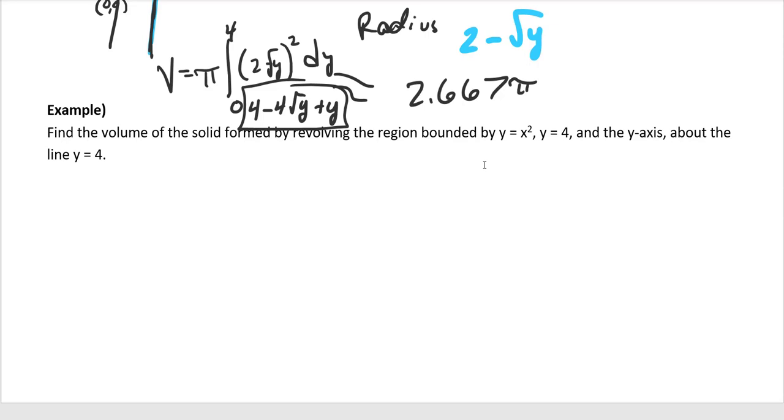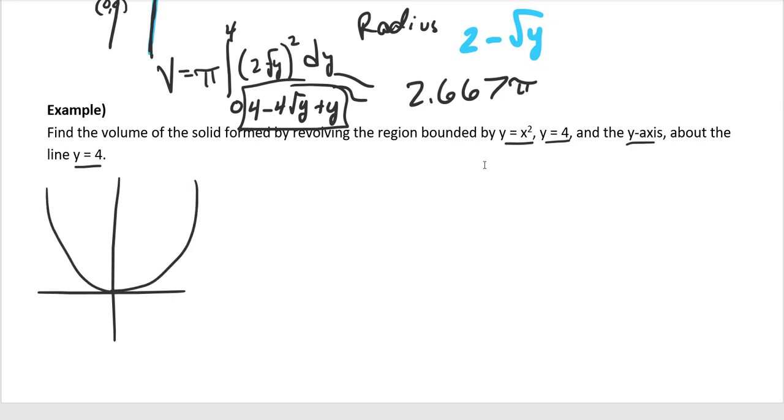Find the volume of the solid formed by revolving the region bounded by y equals x squared, y equals 4, and the y-axis about the line y equals 4. So again, we have our x squared parabola, which is going to go something like that. Y equals 4, so we'll call y equals 4 up here. The y-axis is right there, and that line. So we're finding this area right in here.